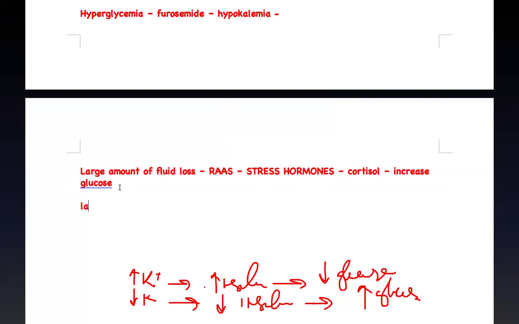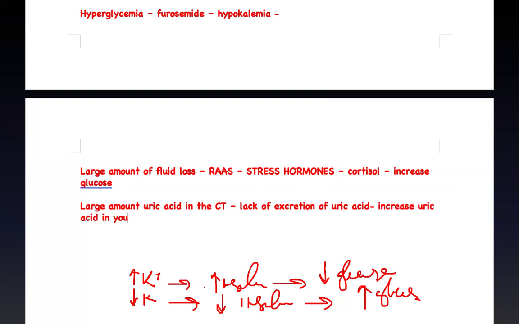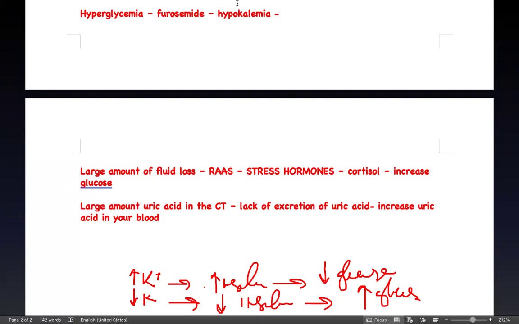It releases a large amount of uric acid in the collecting duct, and then it leads to lack of excretion of uric acid, and this gets absorbed into the body and increases uric acid in your blood. So you have hyperuricemia, and that can lead to gout. So excessive use of furosemide will create these conditions.